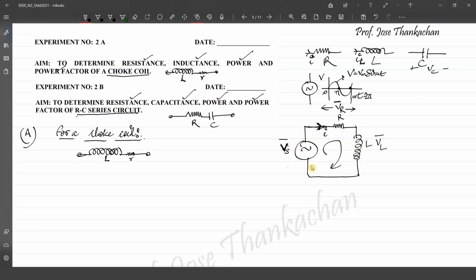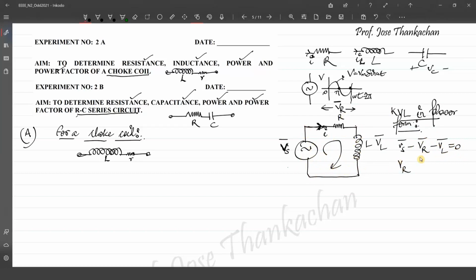Now, if I want to write down the KVL in this particular case, then I have to write Kirchhoff's voltage law in phasor form for an AC circuit. What is KVL in phasor form? Vs minus VR minus VL should be equal to 0. The total drop in a closed path should be equal to 0. So Vs minus VR minus VL is equal to 0.